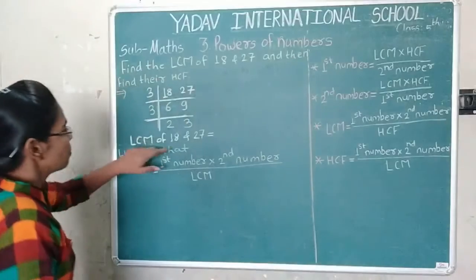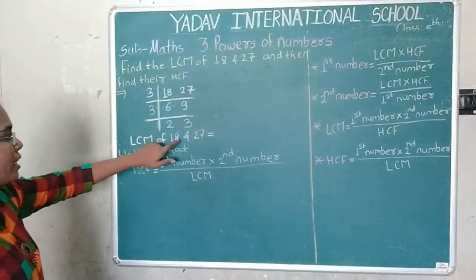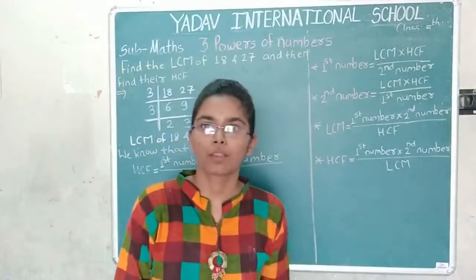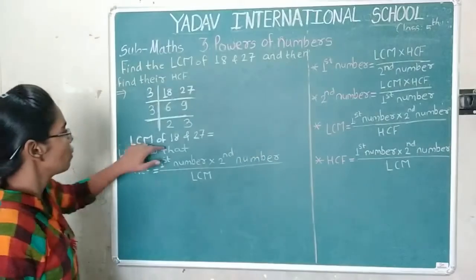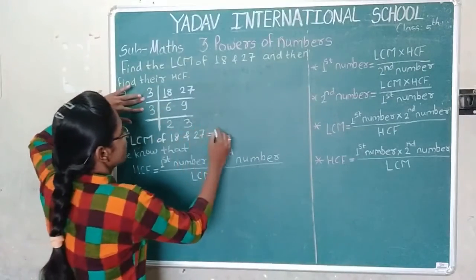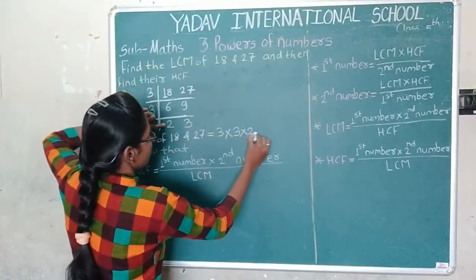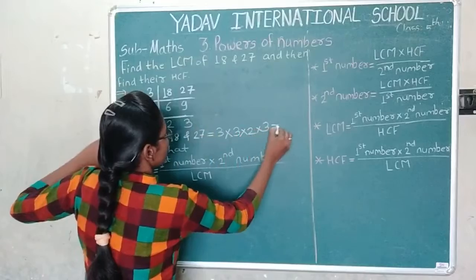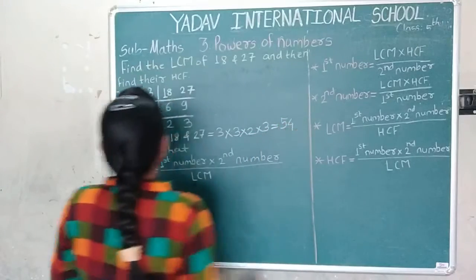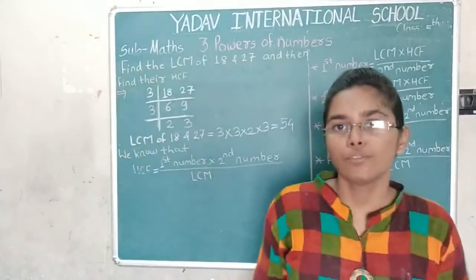So the LCM of 18 and 27 is equal to the product of all these numbers, means 3 multiplied by 3 multiplied by 2 multiplied by 3, which gives us 54. So the LCM of 18 and 27 is 54.